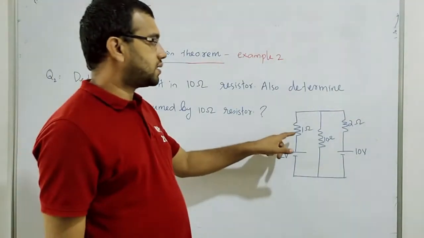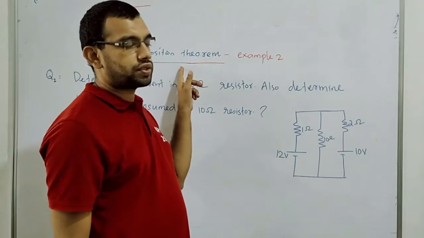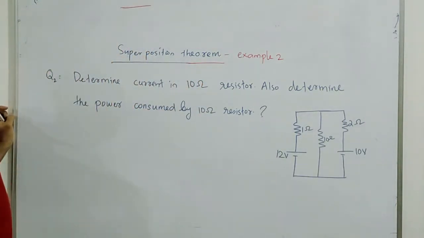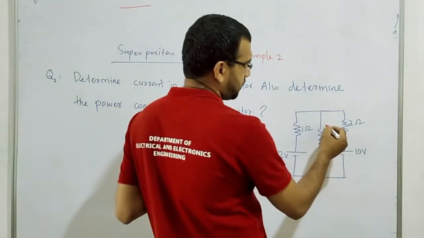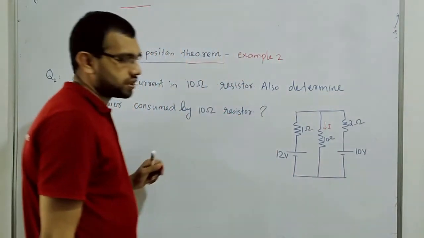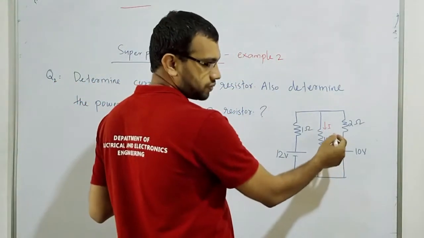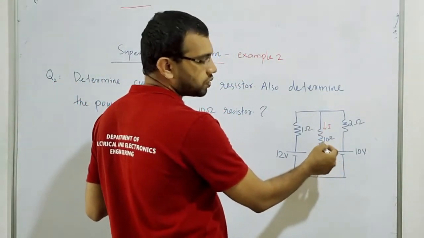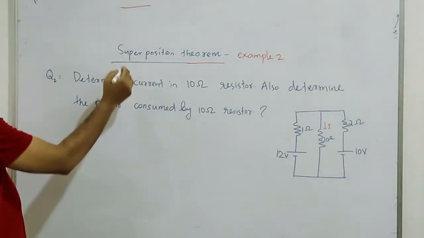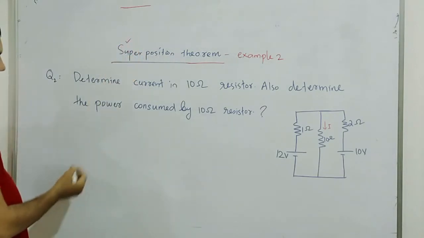Let's consider another example using superposition theorem. Here we need to determine the current in the 10 ohm resistor, and also find the power consumed by the 10 ohm resistor. So first of all we need to find the current flowing through this 10 ohm resistor, then the power loss. What is the power consumed by this resistor? I square R. We need to solve this problem by applying superposition theorem.